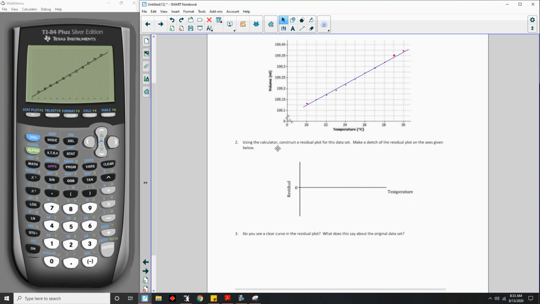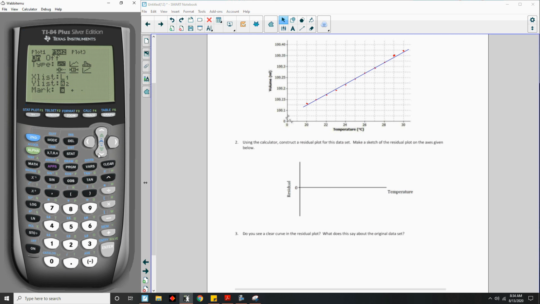Number 2 says, using the calculator, construct a residual plot for this data set. Make a sketch of the residual plot on the axis given below. Okay, so residual plot, we need to go to second stat plot. We're going to leave our initial plot on number 1. We're going to arrow down to number 2, press enter. It's off right now. We want to turn it on. We want it a scatter plot, so we're going to leave it that. We want X list coming from L1, but we want our Y list coming from the residual.